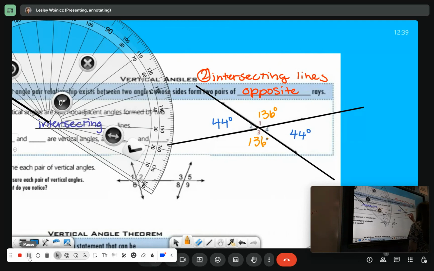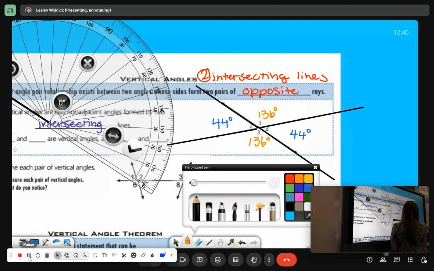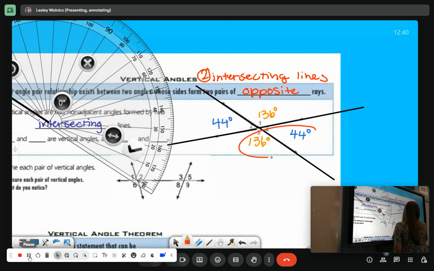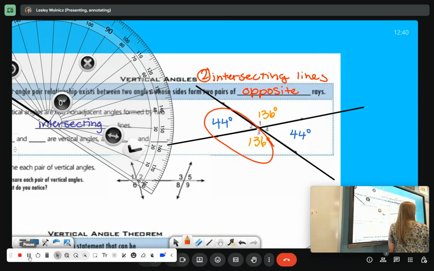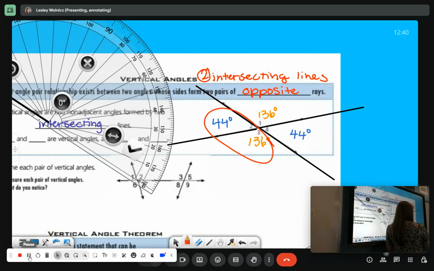Okay, so let's talk about some observations here. What do you guys notice about these two? They have a sum of 180. They're supplementary because they are what kind of pair? They're adjacent. They're a linear pair. They're supplementary. They sum to 180 degrees. Awesome. Okay? What do you notice about these two?